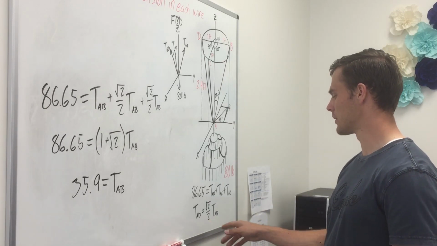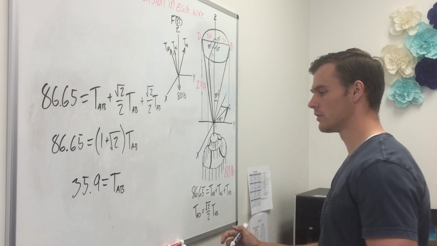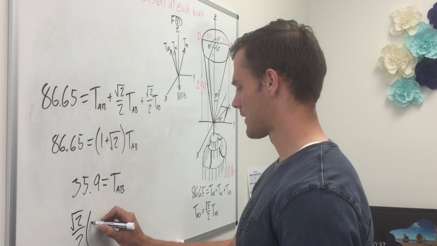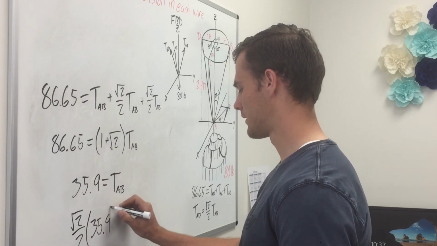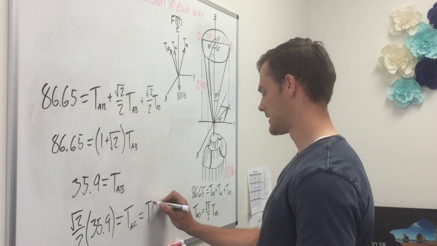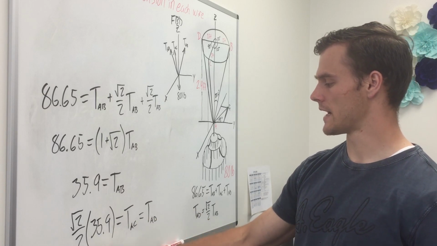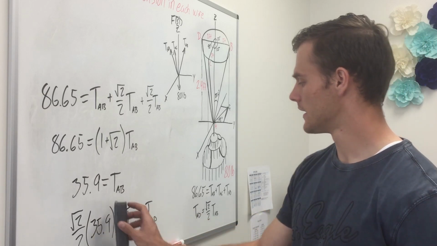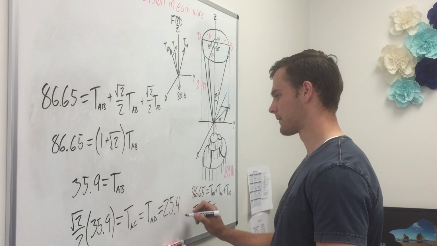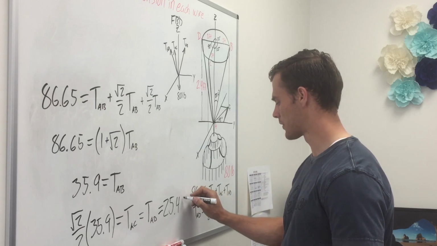So there we have the force in one of those cables, and we can plug them back into our other two equations. Remember, the other one looks like this for TAC, and then, since they're equal, we'll get that the square root of 2 over 2 times 35.9 equals TAC, and it also equals TAD, because they're the same equation. So we'll multiply those together and we'll get that TAC and TAD equals 25.4. And remember, we need to label these. This will be in pounds because we're dealing with force in pounds.